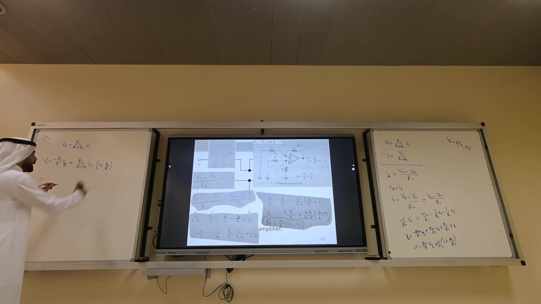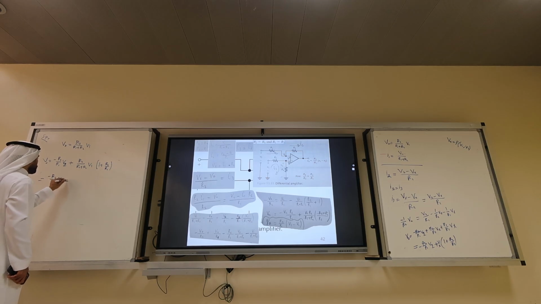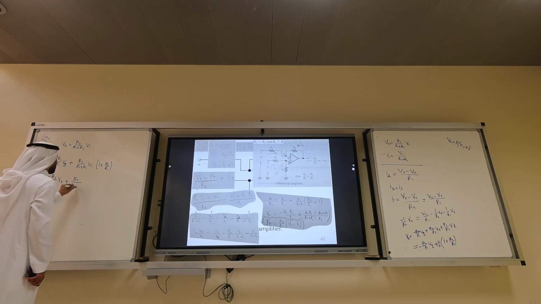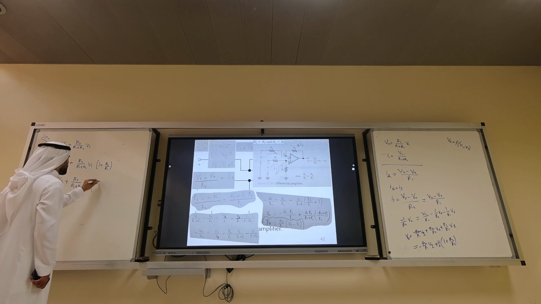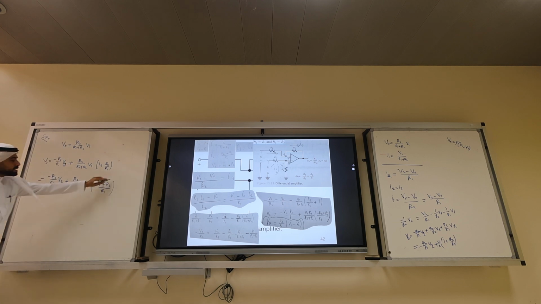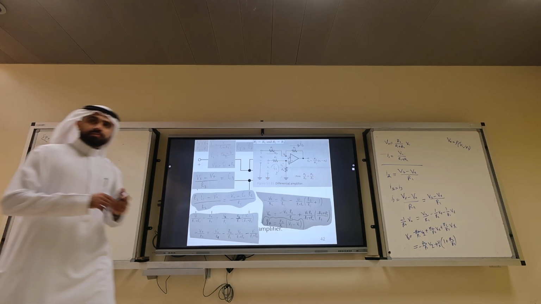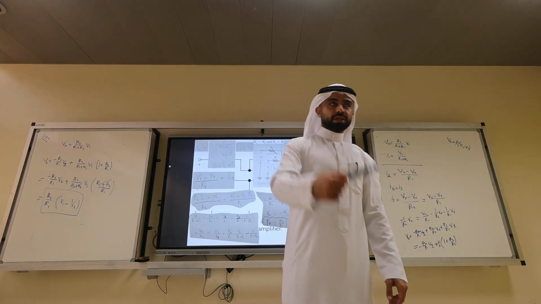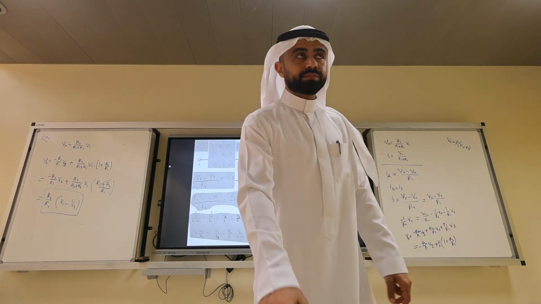Unify the denominators here. Minus R2 over R1 V2 plus R2 over R1 plus R2 times V1 times R1 plus R2 over R1. Can I cancel this and that? So what would be the output? R2 over R1 times V1 minus V2. Get it? I'm going to resolve this example so that it sticks in the mind.